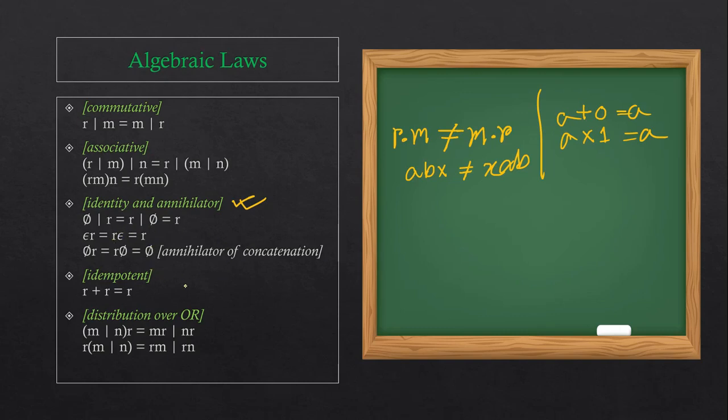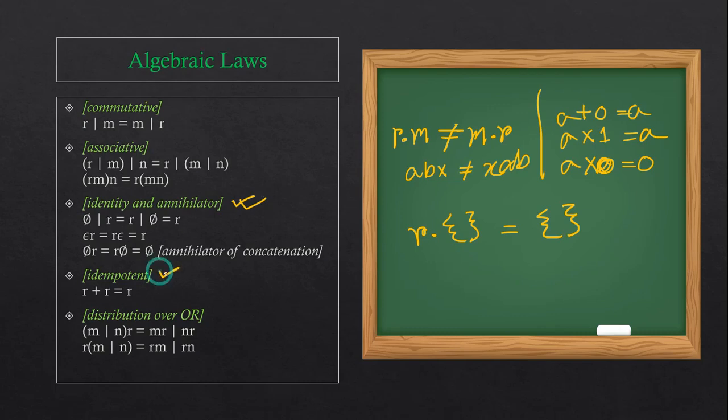Now what is annihilator? Annihilator of an operation is when you use that in an operation and the result goes to 0. For example, the annihilator of multiplication is 0. It doesn't matter what you are multiplying it with. Whenever you are multiplying 0 with someone, the result is 0. So whenever you are concatenating any expression with the empty set, there is nothing here, not even the empty string epsilon. The answer is always empty set. So empty set is the annihilator of concatenation.